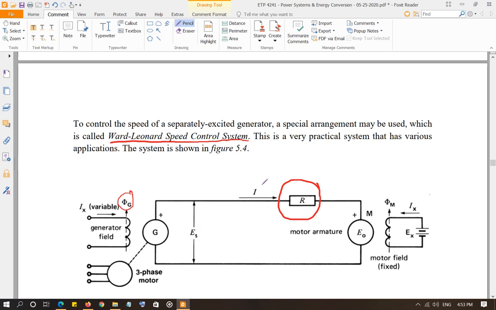Now, why is it important to change the direction of current?